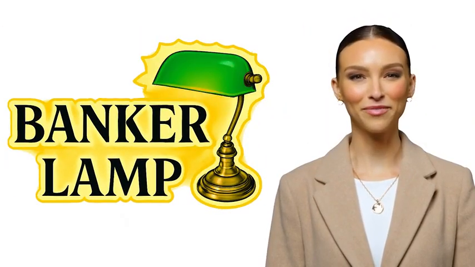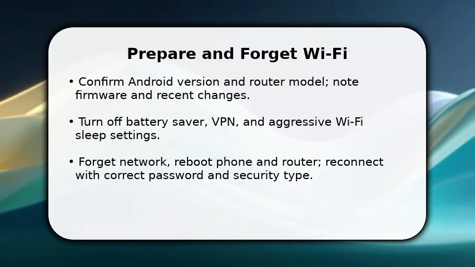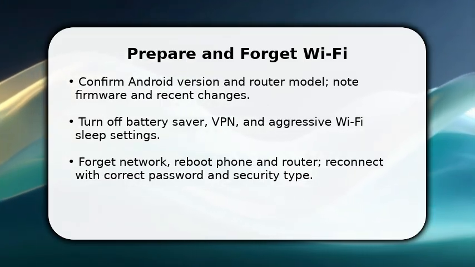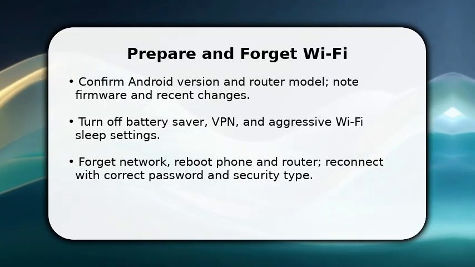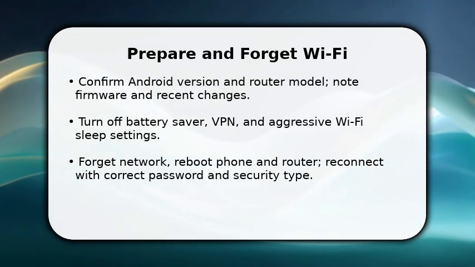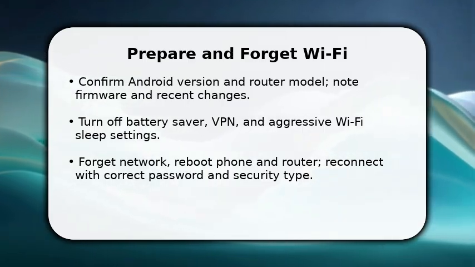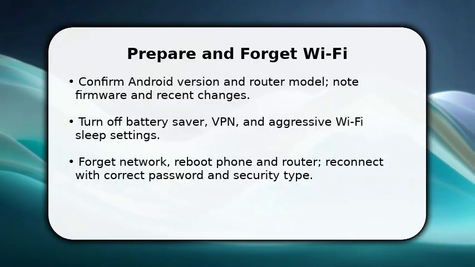Please enjoy the video. You start by confirming essentials: Android version, router model, and whether firmware changed recently. Once done, disable battery saver and any VPN so the system won't kill Wi-Fi. Next, forget the problem network. This clears cached credentials and bad configs.